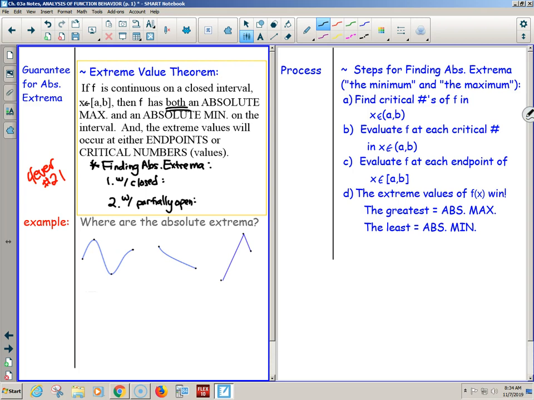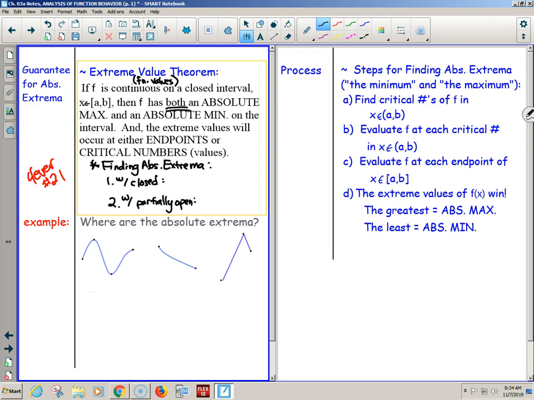Okay, so finding absolute extrema. Let's talk about this and then let's summarize it into two little baby statements over there. Steps for finding absolute extrema, the absolute highest and the absolute lowest values. Function values, not x values. Okay. Find critical numbers of f. Oh yeah, we kind of figured out those are important.